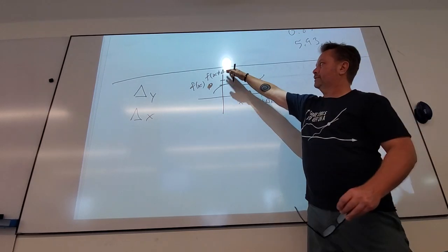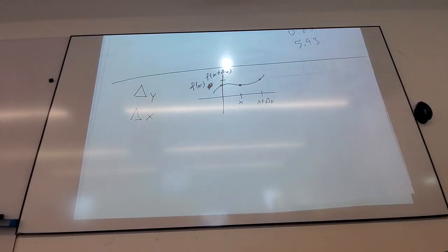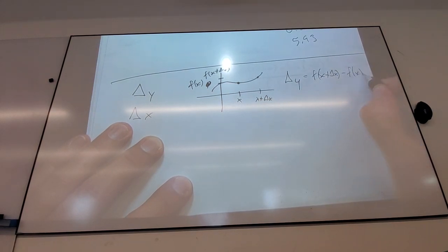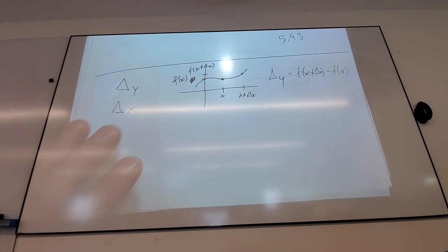By 1, yes, so we take the difference. So how much did the outputs change? They changed by f of x plus delta x minus f of x. On one level, that is just silly. How do you get how much the outputs change? You subtract the output. Oh my god, that's amazing.